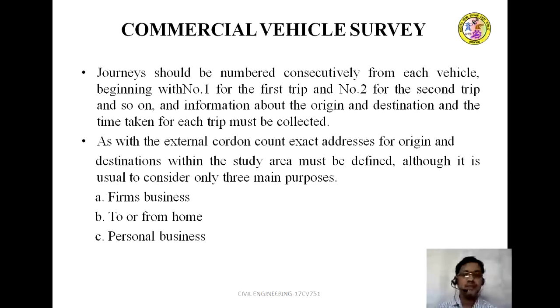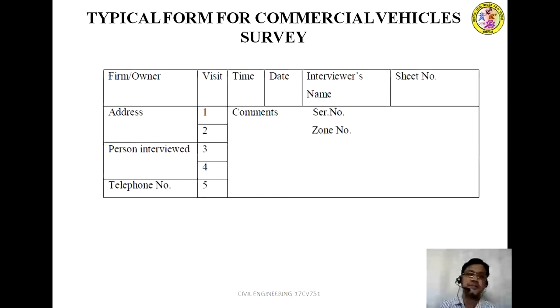The next one is personal business. If any agricultural product traverses our cordon line, it is a personal type of business, or the information is retrieved from the interviewer.